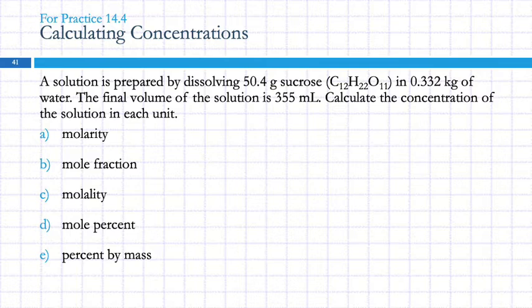This one. Okay, we can do this. The solution is prepared by dissolving 50.4 grams of sucrose in 0.332 kilograms of water. The final volume of the solution is 355 milliliters. Calculate the concentration of the solution in each unit. So here, we're calculating the concentration.